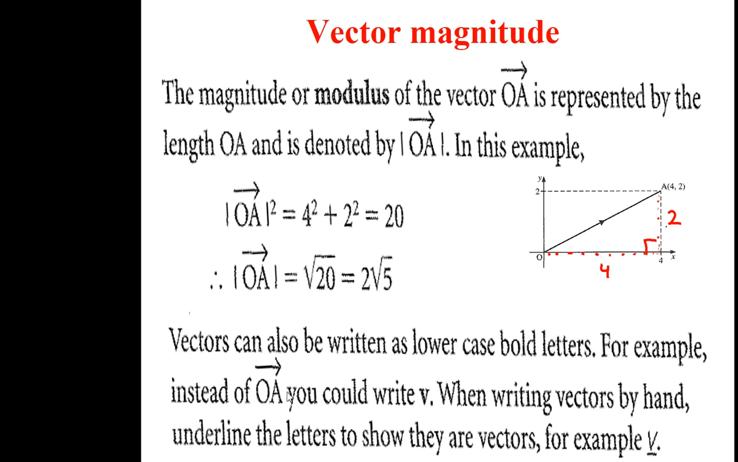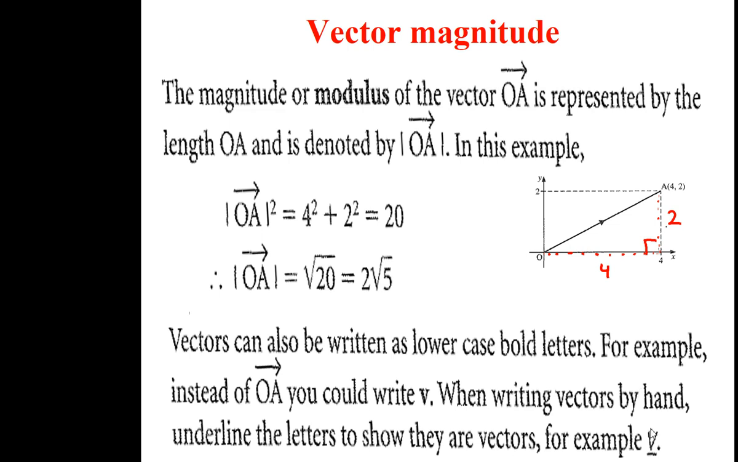For example, instead of OA, you could write V, but notice it's lowercase and in bold. When writing vectors by hand, some people instead underline the letters, because it's pretty hard to draw in bold. In typed work, you can make this bold easily, but in your exam it's a bit hard.